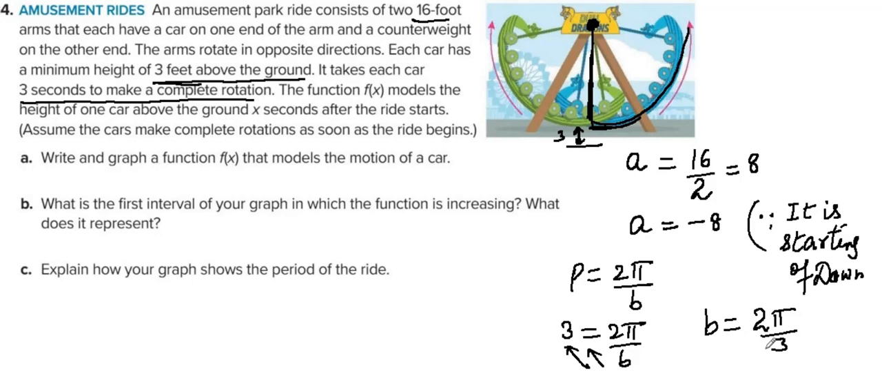Now I need to find the middle line. What should the middle line be? I'll give you the rough idea. The middle line: 8 and 3 you need to add, because it is going to 16. When I draw the graph, you will understand how we are getting the midline. 8 plus 3, 11, is the midline.